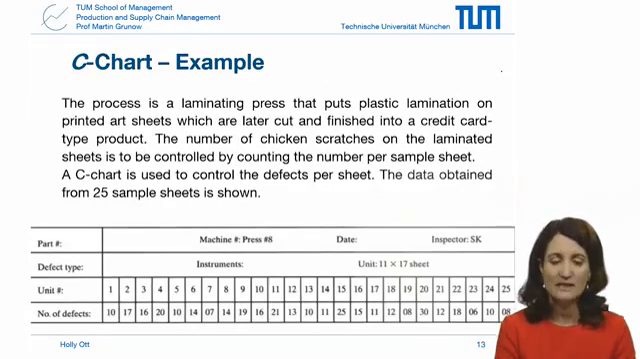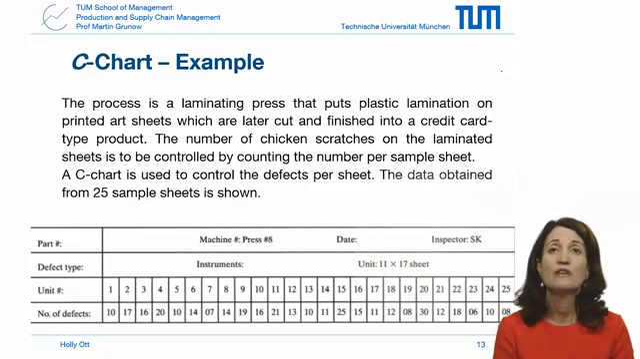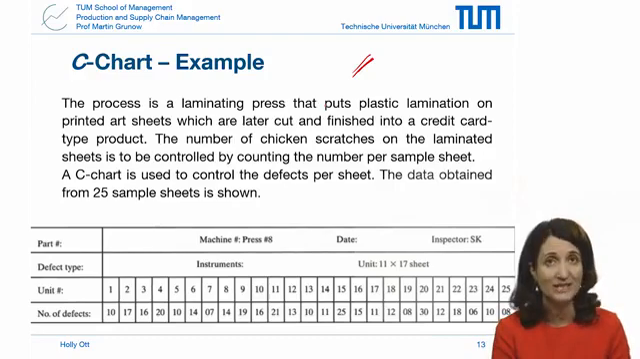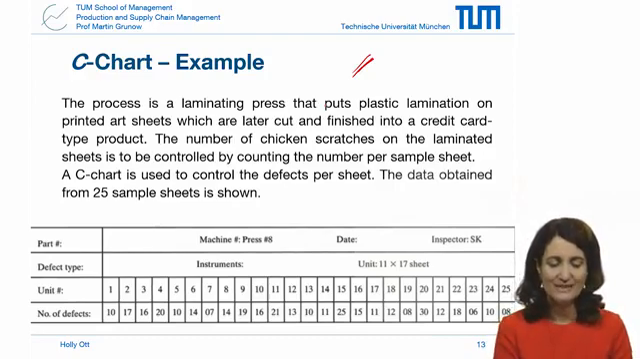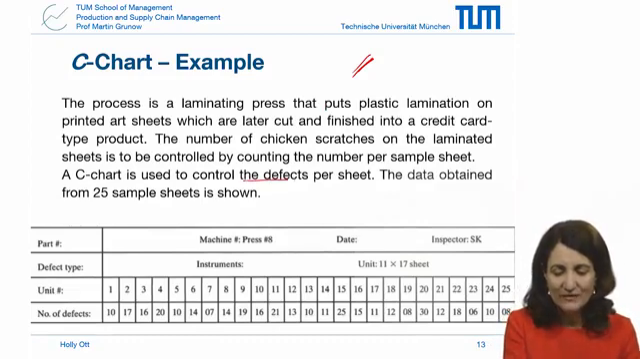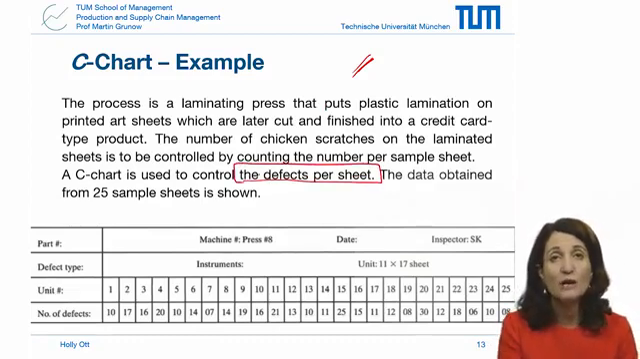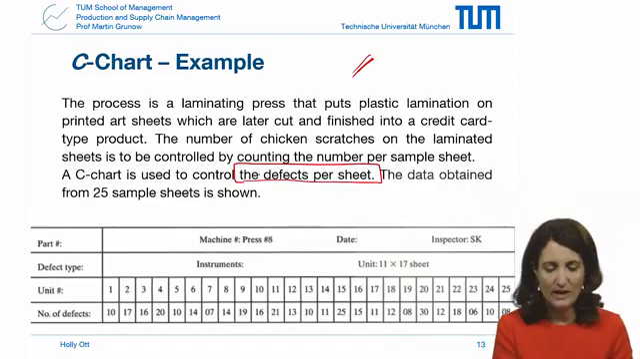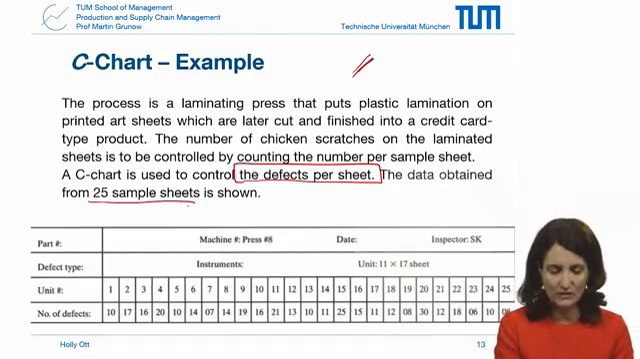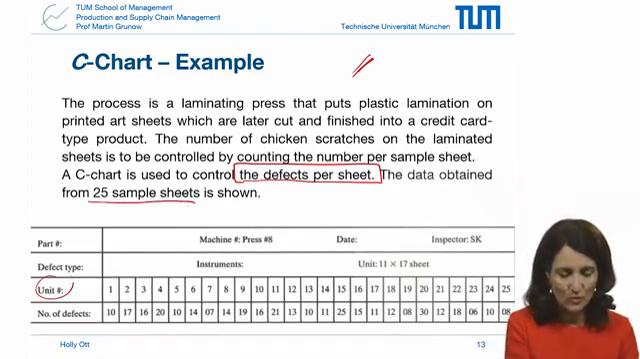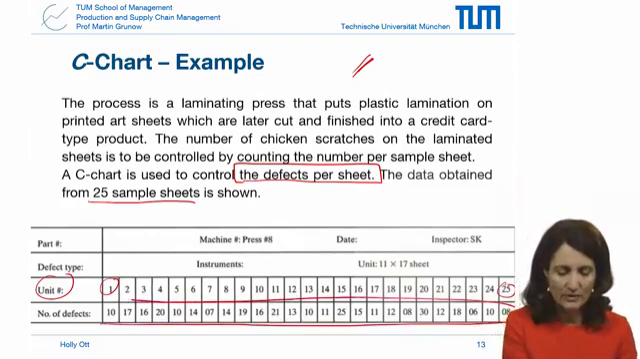We have here a process, a laminating press that puts plastic lamination on printed art sheets, which are then cut and finished into a credit card type product. The number of chicken scratches, little scratches on the laminated sheets, is to be controlled by counting the number per sample sheet. So we're going to use a C chart to control the defects per sheet, so the total number of defects per unit here. And we have, again, 25 sample sheets, so we have different units from 1 to 25, and now we're counting the total number of defects.